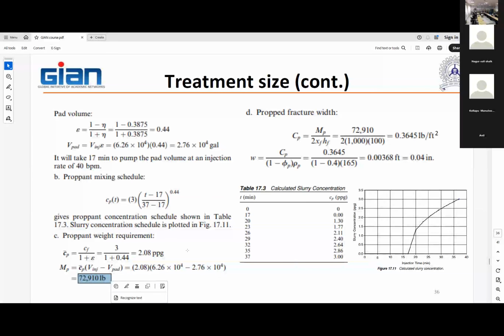Yeah. So now our final aim is to find the average propped fracture width. So why are we interested in the average propped fracture width? Because the permeability of the fracture depends on the average propped fracture width. So this is the formula.